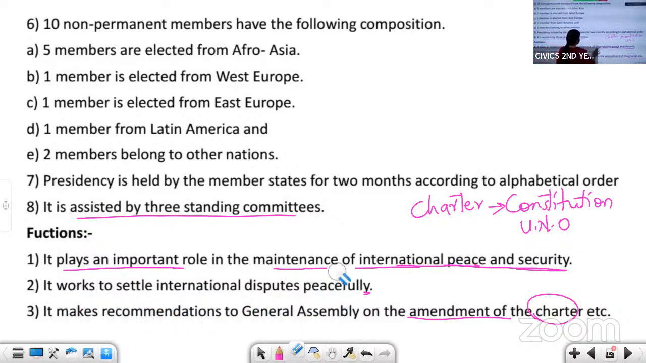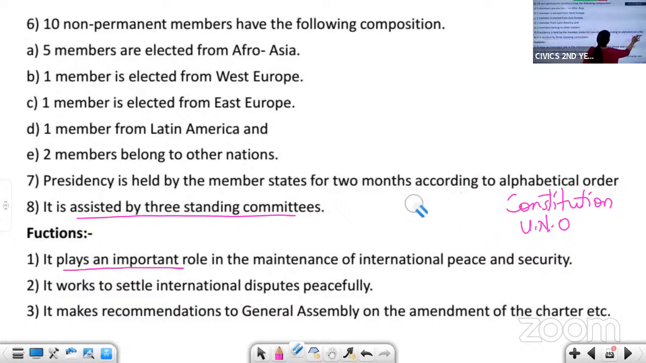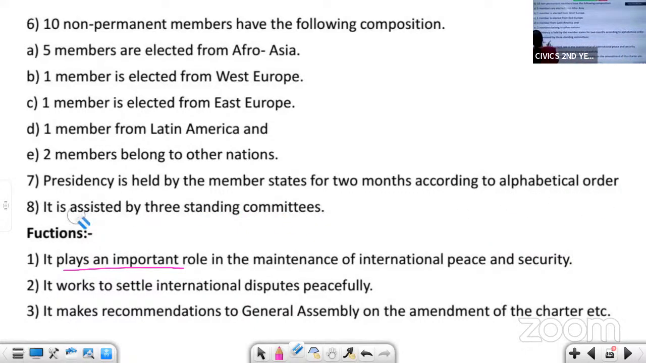Like we know, the legislature has a power to amend the constitution. Similarly, the charter of UNO can be amended by the General Assembly. But for amending the constitution, the executive advises the legislature. Similarly, here to amend the charter of UNO, the executive may recommend the General Assembly.